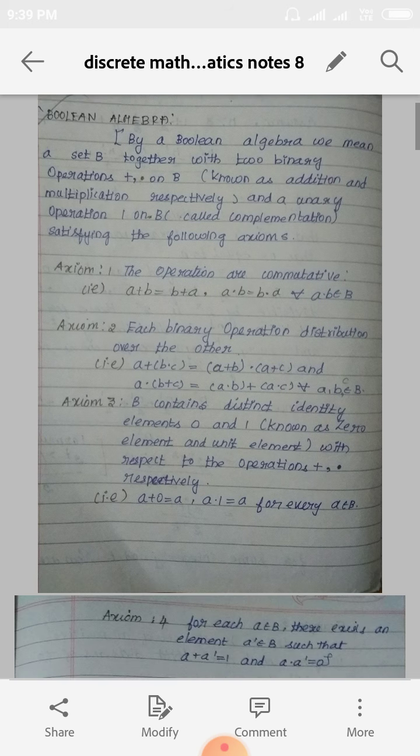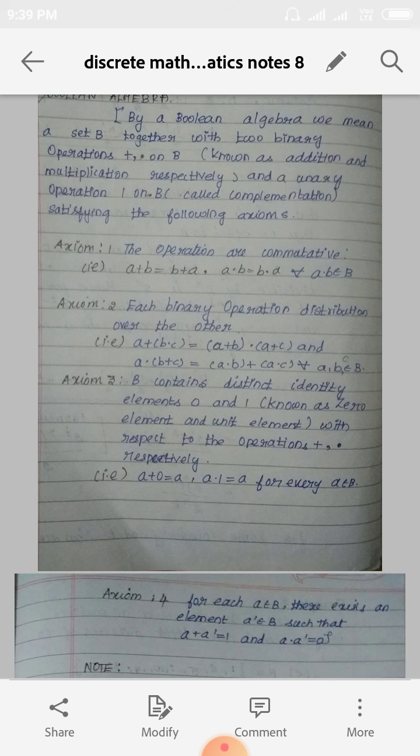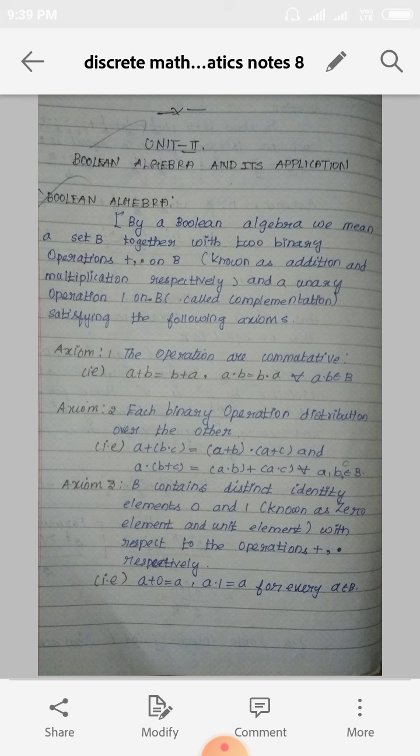And axiom 2 is nothing but the distributive law, that is distribution of multiplication over addition and addition over multiplication. A plus B dot C is equal to A plus B dot A plus C, and A dot B plus C is equal to A dot B plus A dot C, for all A, B, C belonging to B.